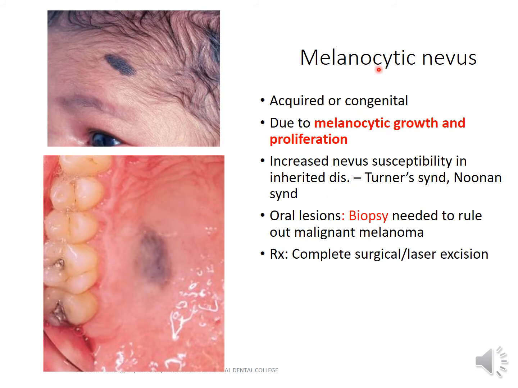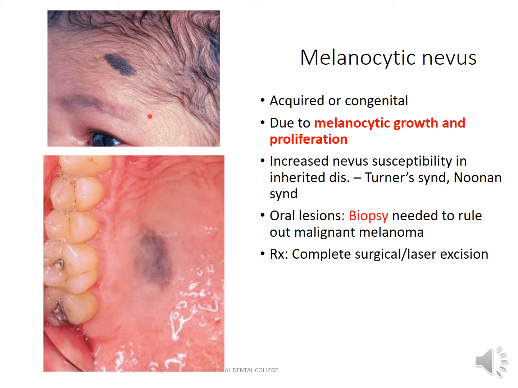Next is the melanocytic nevus. The term nevus generally gives you an understanding that it's probably a mole or present since birth. These could be acquired or congenital. And generally nevi are due to melanocytic growth and proliferation. Increased nevus susceptibility is seen in inherited diseases like Turner syndrome and Noonan syndrome.